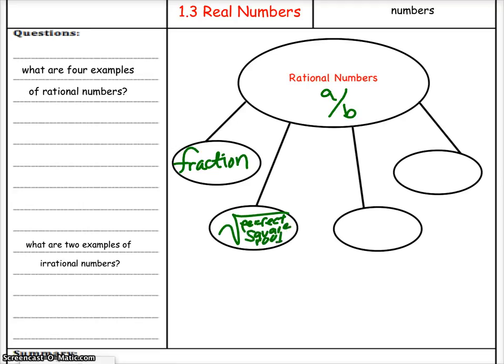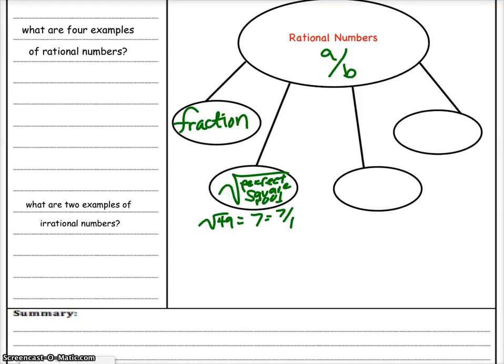You want to know why it's rational? The square root of 49 equals 7, which I can turn into a fraction, 7/1. That's why a perfect square root is a rational number. Another rational number is one that has a pattern, so a repeating decimal.